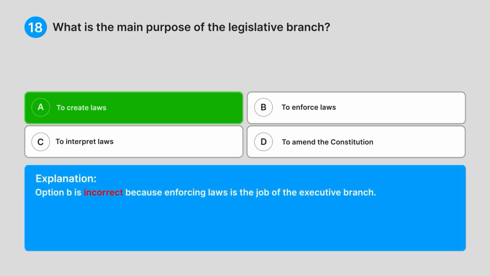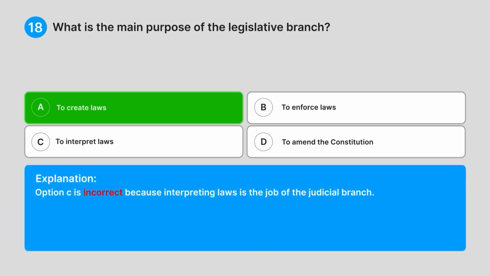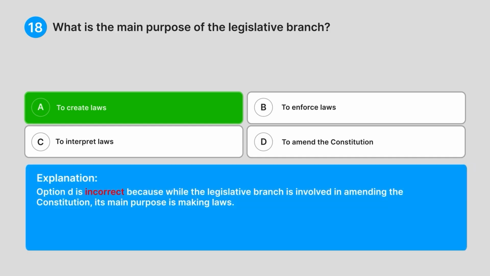Option B is incorrect because enforcing laws is the job of the executive branch. Option C is incorrect because interpreting laws is the job of the judicial branch. Option D is incorrect because while the legislative branch is involved in amending the Constitution, its main purpose is making laws.